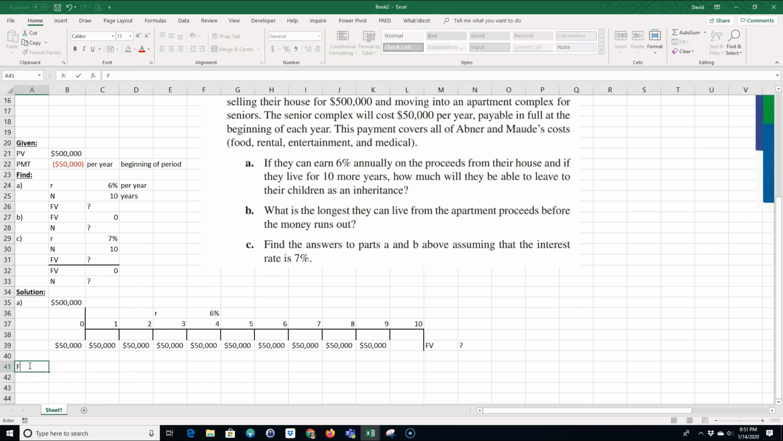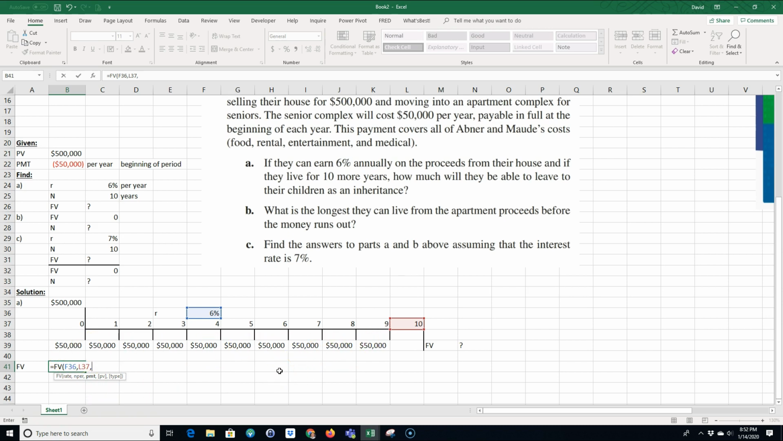So we want to calculate that future value. And what function do you suppose we use to solve for future value in Excel? Well, it's pretty easy. It's equal to future value. And we can look at this argument box here. So it says the rate. Well, the rate is right here, 6%. The number of periods is 10 years. The next thing it says is the payment. Well, the payment is along here.